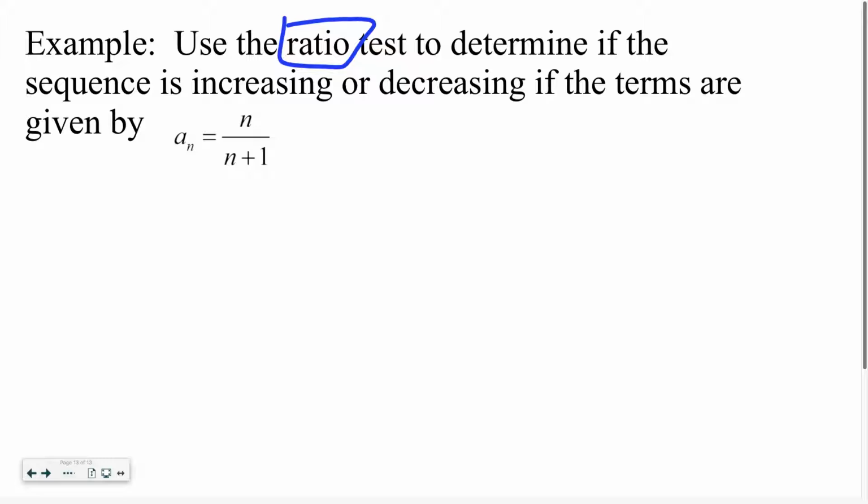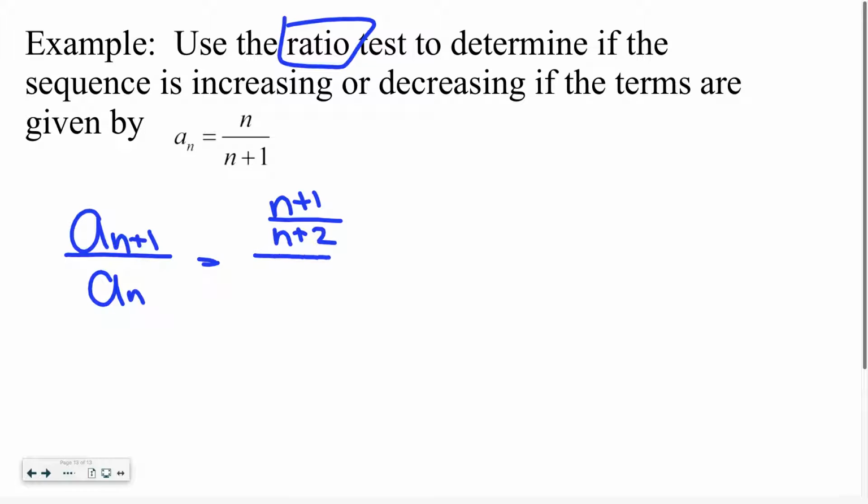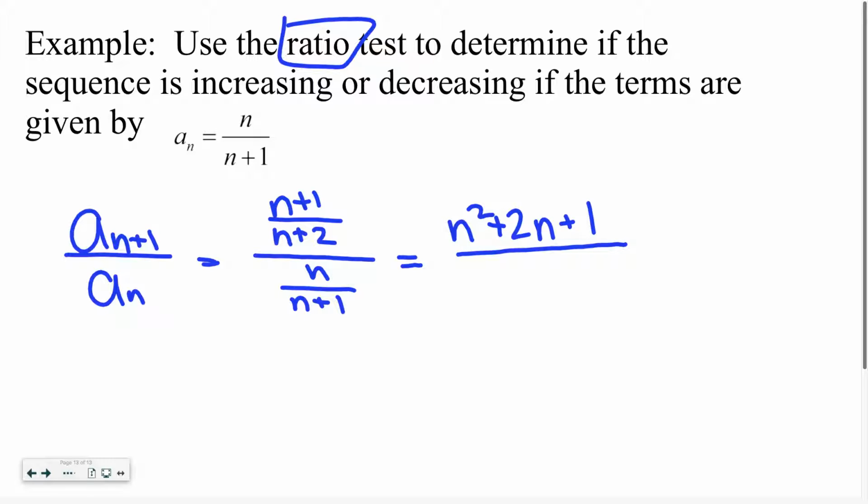With the same sequence, for our ratio test, we're going to look at a sub n plus 1 over a sub n. In this case, we would have n plus 1 over n plus 2 divided by n over n plus 1. Well, if we multiply by the reciprocal for our division, we would have n plus 1 times n plus 1 over n plus 2 times n.